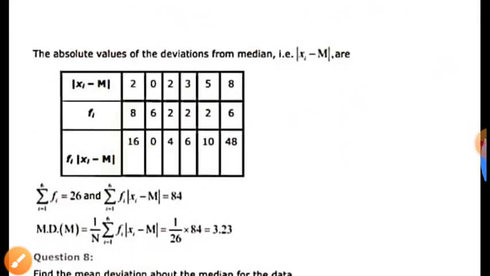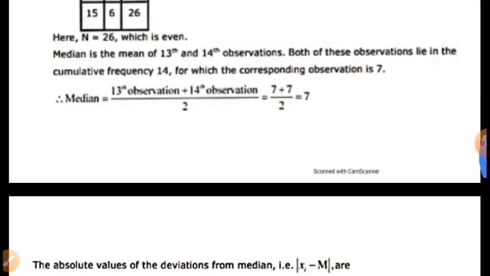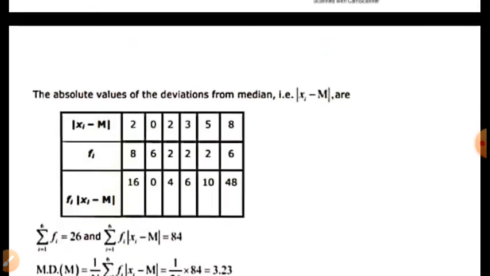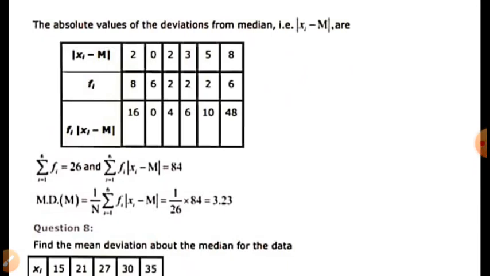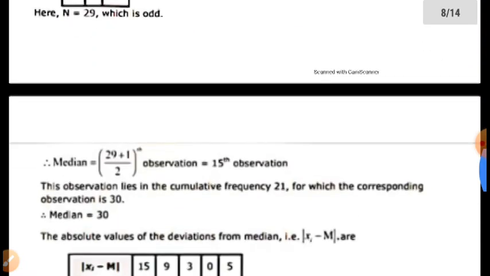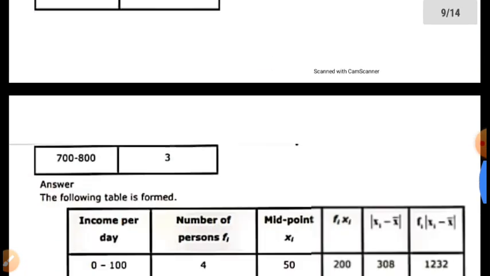So this is a way to find the median, and that median should be subtracted from each xi value. Xi values are 5. From every value, the median 7 is subtracted, and using the formula, you will get the mean deviation about the median. The next problem is also in the same way.